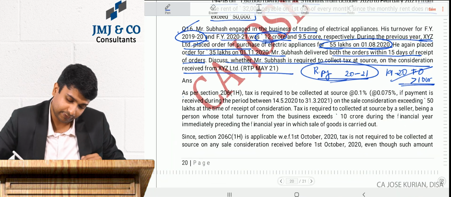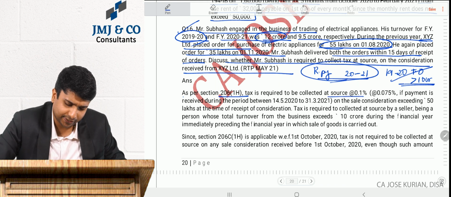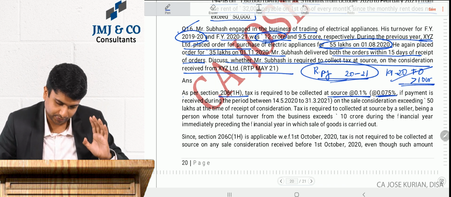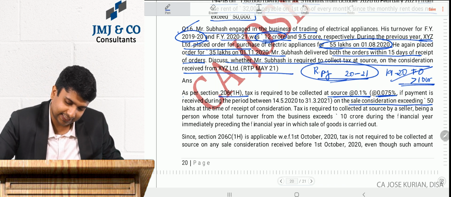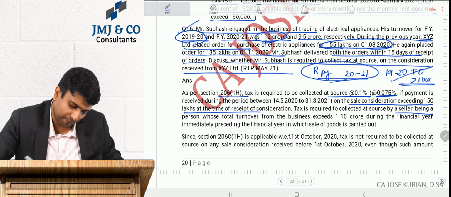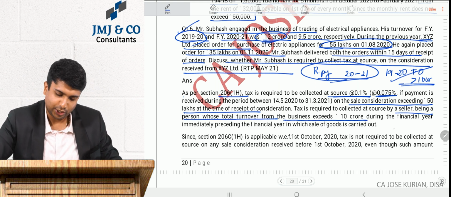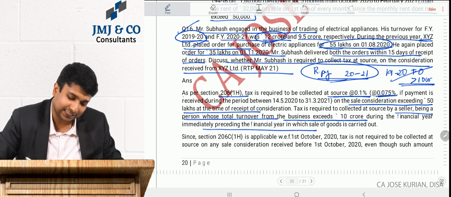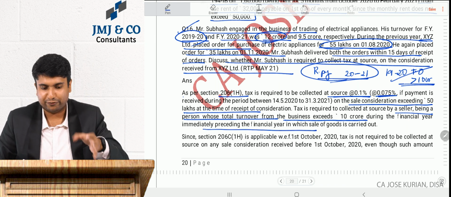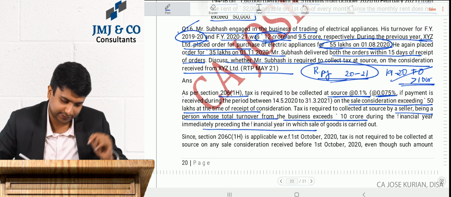So friends, let's have a look at the answer. As per 206C1H, TCS is required to be collected at 0.1% and due to COVID it is 0.075%. On sales consideration exceeding 50 lakhs, tax is required to be collected at source by the seller being a person whose total turnover from business exceeds 10 crore during the financial year immediately preceding the financial year. So the relevant financial year is the immediately preceding financial year. If it is more than 10 crore, TCS is required to be collected.